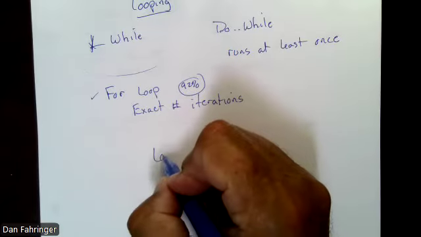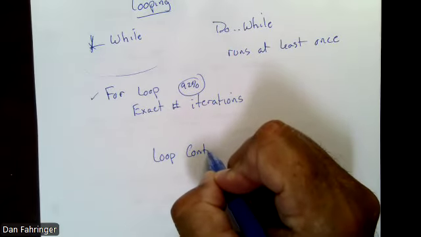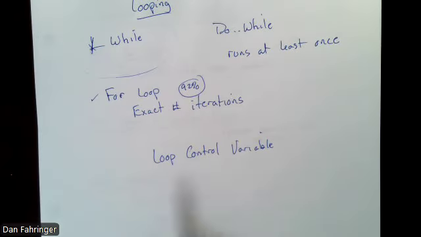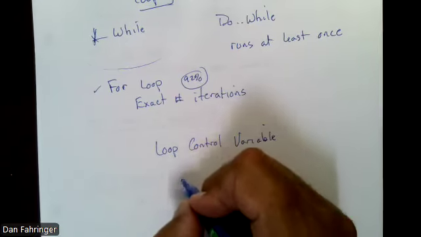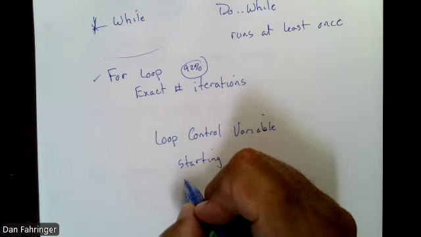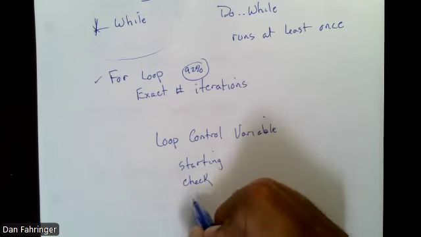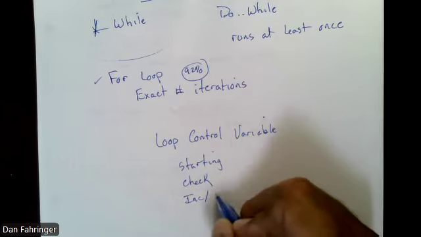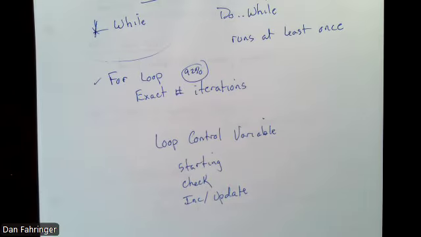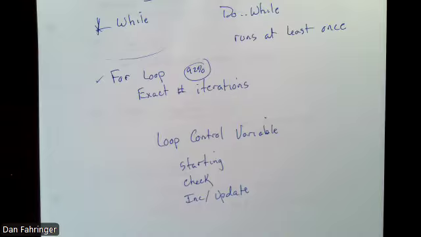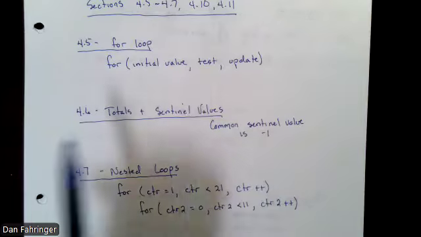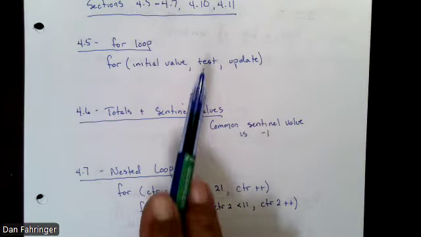With that, we had a loop control variable. That was a big one. We're going to have that for the for loop. We're going to have a starting value or initial value, some sort of check, and then some sort of increment or update. And hopefully, as I'm putting these things, you're going, yep, knew that, yep, knew that, and yep, I knew that. Okay, so just some quick notes. The for loop, I have the initial value, the test, and the update.